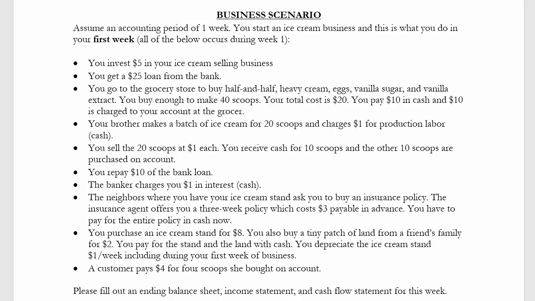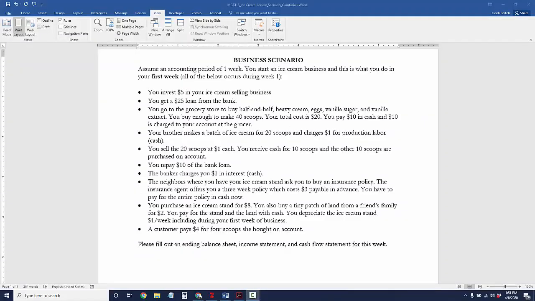Today, I am going to illustrate how to build the three financial statements, which are the income statement, the balance sheet, and the cash flow statement for a simple business. And we are going over this to help you prepare for the final exam. In today's example, we're going to open an ice cream business, and we are given a scenario which describes what happens in the first week of business.